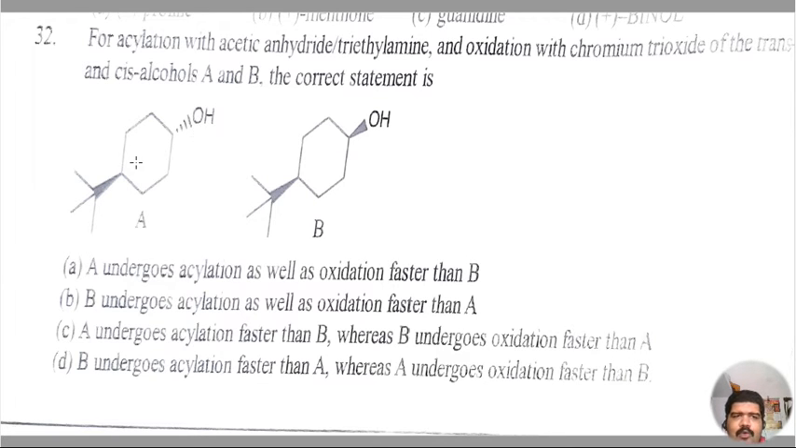Now coming to oxidation, during oxidation this OH is converted to double bond O, which is decreasing the van der Waals repulsive forces. So it will happen when the OH is axial, which is due to steric acceleration. So we can say this one B. So OH group axial will give you oxidation faster. OH group equatorial will give you acetylation faster. So we can say option C is your right answer, in which A undergoes acylation faster than B, whereas B undergoes oxidation faster than A. So that is your answer, option C.